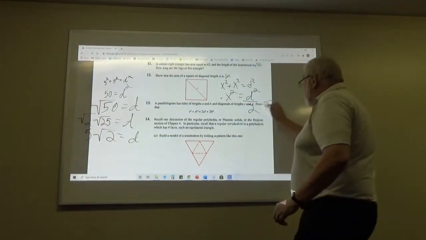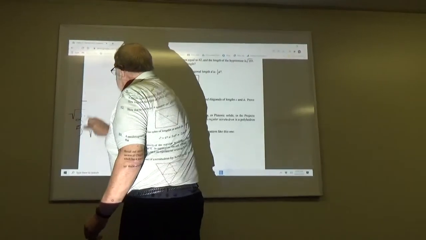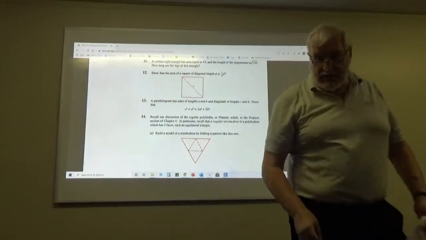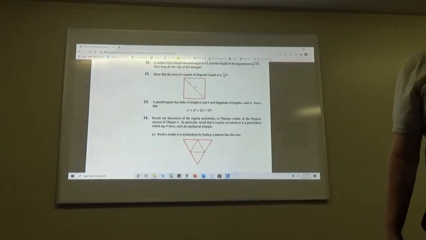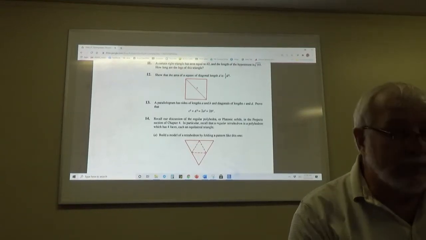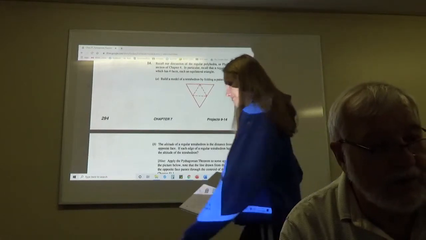So one of the things that you're supposed to be doing in this section is using the Pythagorean Theorem. Okay, who wants to go next? Caitlin, what number did you have? Number 6 on page 293.